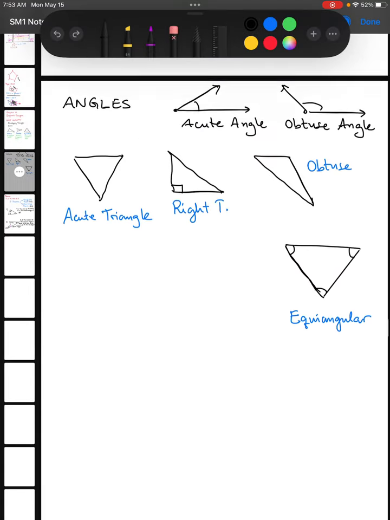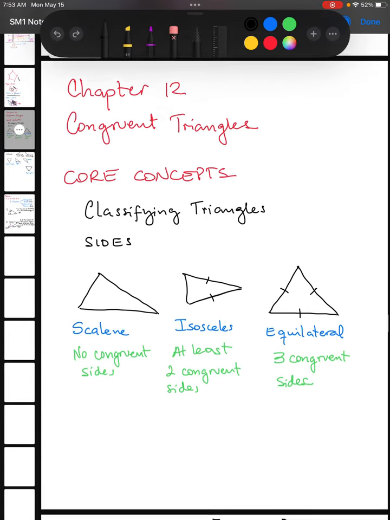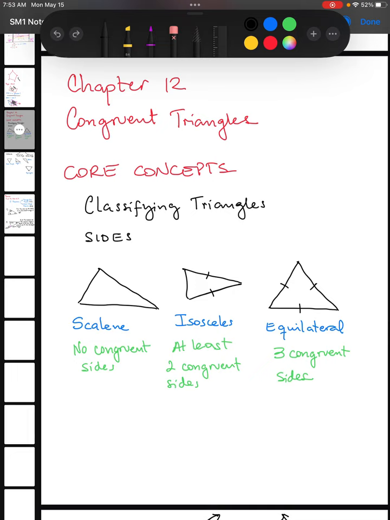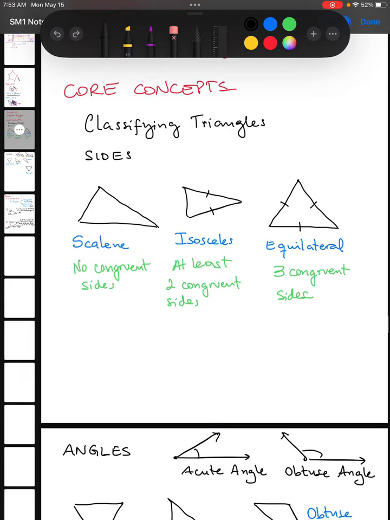Okay, guys, so as you can see, this is the introduction to chapter 12, congruent triangles, and we're going to start talking about the core concepts. Let's begin with, I guess, a review, because I think you already know how to classify triangles.